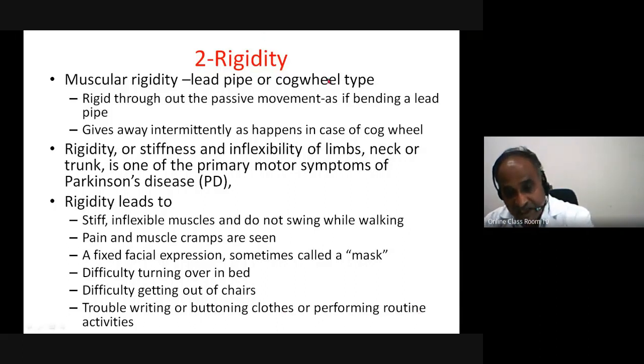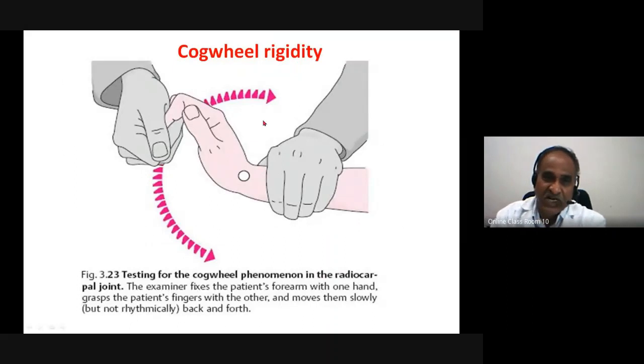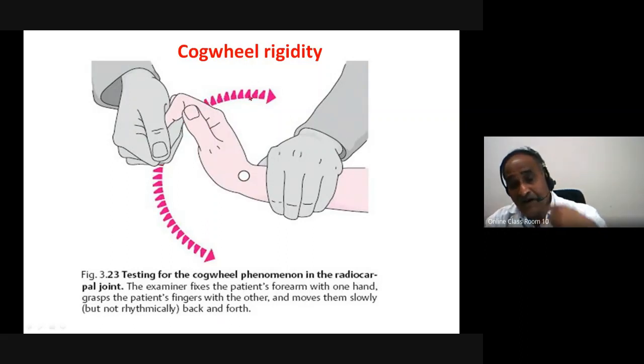So this is rigidity, and this is what I was trying to talk about, a cogwheel rigidity. Cogwheel rigidity means it breaks as if in a cogwheel. Cogwheel means you must have seen how it happens from one tooth to another tooth. I can give you an example of the bicycle. In the bicycle, one wheel is the cogwheel, and it takes up the chain and then moves to the next stage. So that type of rigidity means it moves in a stepwise manner.